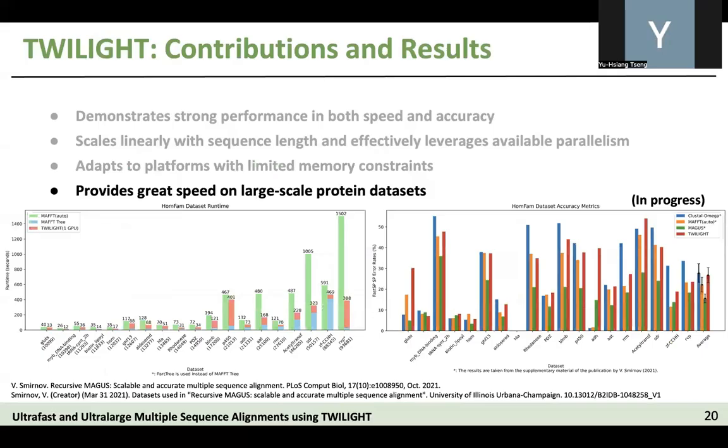TWILIGHT is originally designed for alignment of very long nucleotide sequences, but now we also support the alignment of large-scale protein datasets. So we test TWILIGHT on a HomFam dataset here. As you can see, TWILIGHT is faster than the fastest tool, MAFFT. But in terms of accuracy, we have comparable accuracy with Clustal Omega, but much higher error rates than MAGUS and MAFFT. So this part is still in progress, and we aim to close this gap in the near future.